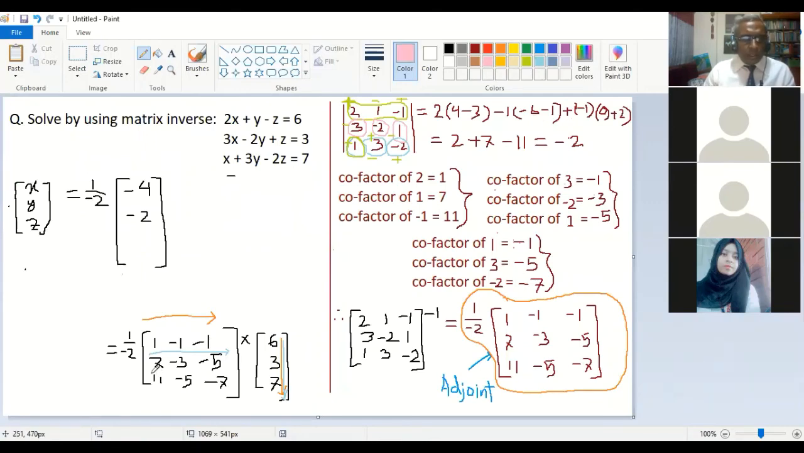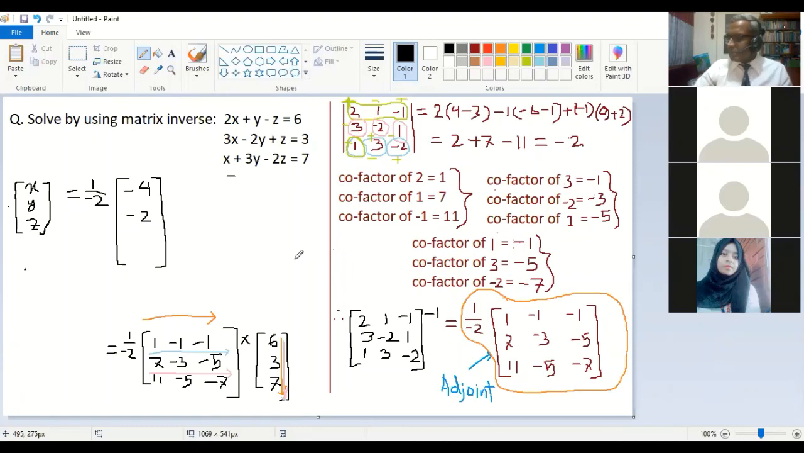And then the last row, that means the third row, and in the same way we will come down. So it will be 11 into 6, -5 into 3, and -7 into 7. Please check that. So 11 into 6, what is this? 66. And -5 into 3, so -15. And then -7 into 7, so -49.